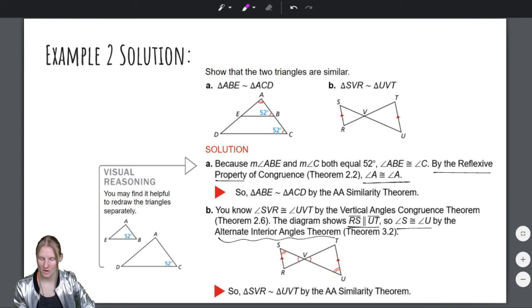Now, some of you are wondering, couldn't I have extended side RT and gotten the same result? Yes, you could have. We chose to use the other transversal, but you easily could have used the other one. Okay, cool. We were correct.